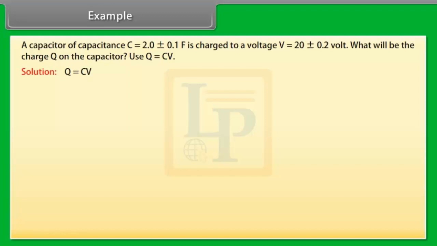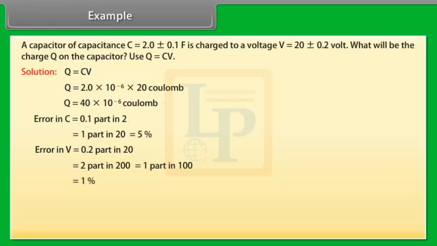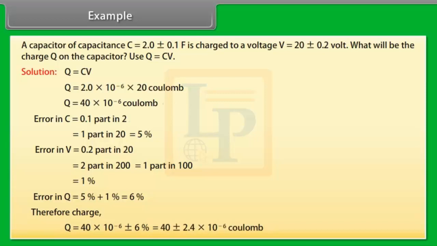Q is equal to CV. On calculating, we get Q equal to 40 into 10 to the power minus 6 coulomb. Error in C is equal to 0.1 part in 2, which is 5%. Error in V is equal to 0.2 part in 20, which is 1%. Error in Q is equal to 5% plus 1%, which is 6%. Therefore, charge Q is equal to 40 plus or minus 2.4 into 10 to the power minus 6 coulomb.